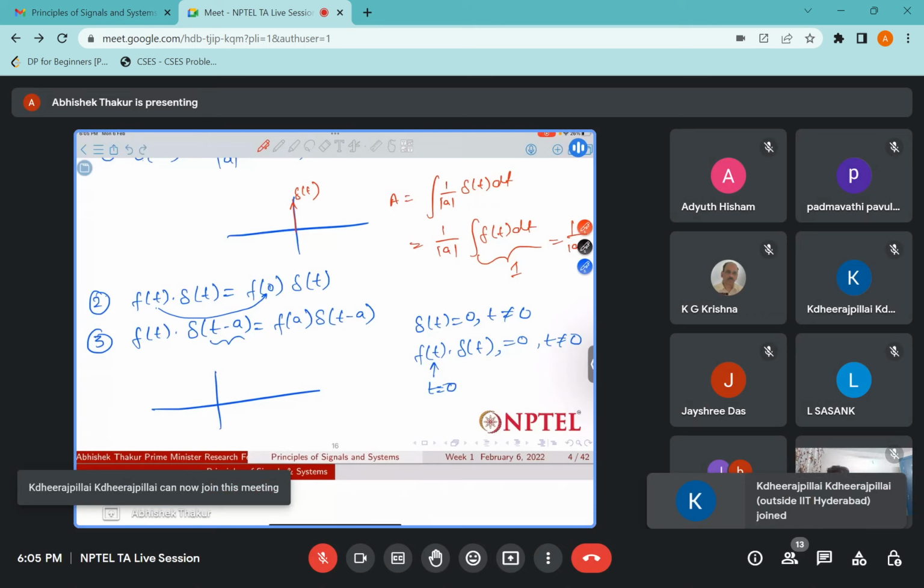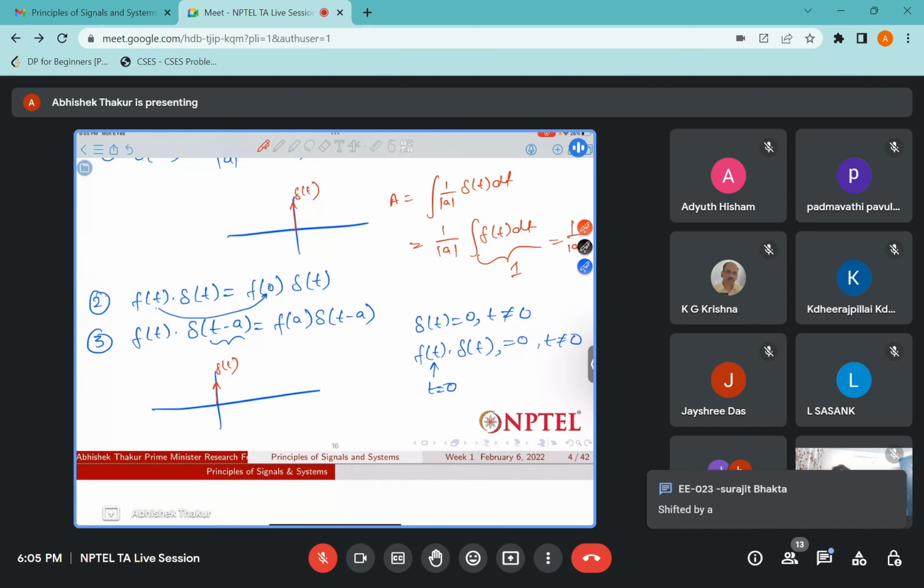Let's suppose this is our δ(t) curve. What will be δ(t minus a)? It will be shifted by a. So it will become like this. At a, this is the curve of δ(t minus a).